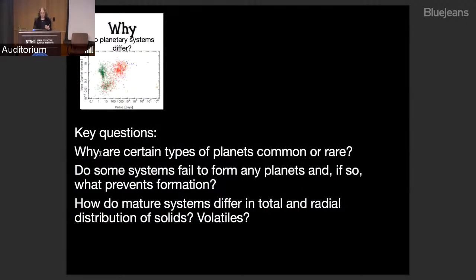So another question is why? Why do planetary systems differ? Why are certain types of planets common or rare? For example, we know super-Earths, inner super-Earths are common, hot Jupiters are rare, giant planets are 10%. Why is that? Do some systems fail to form any planets? And if so, what prevents the formation? And how do mature systems differ from each other in terms of total and radial distribution of solids and of volatiles?